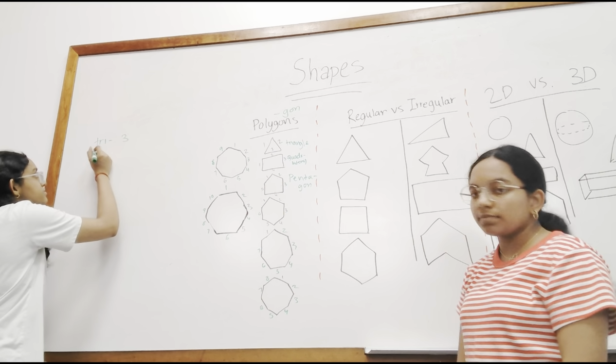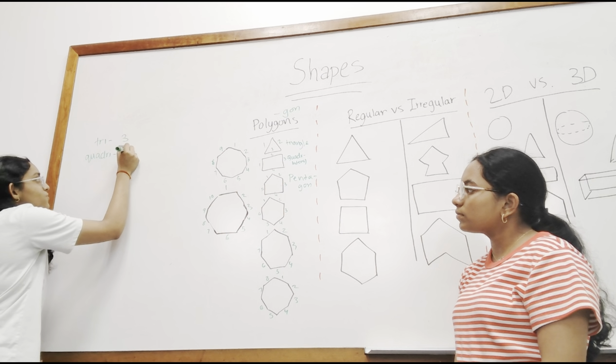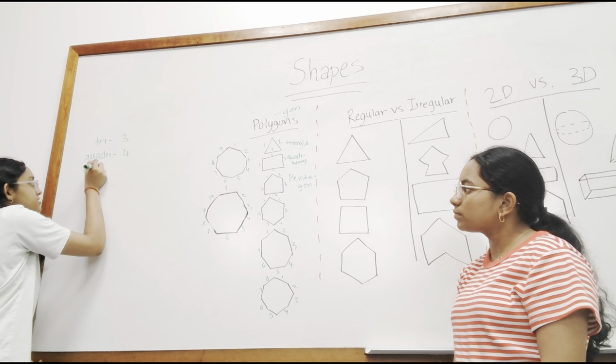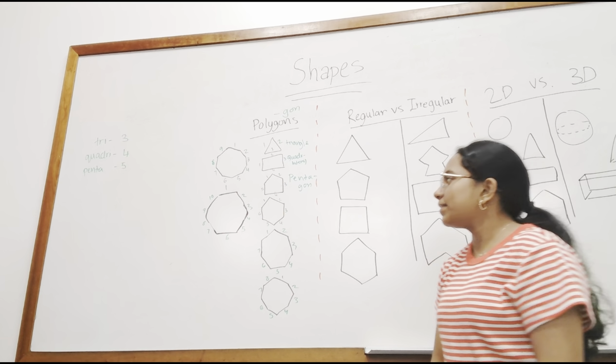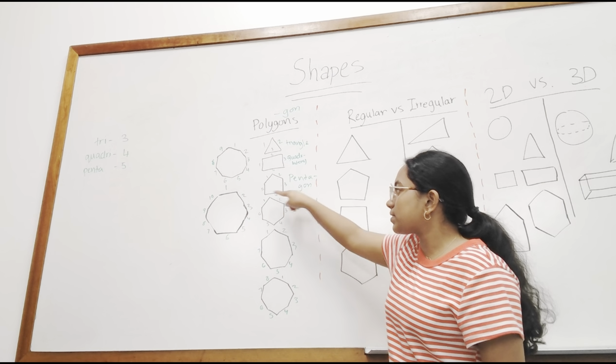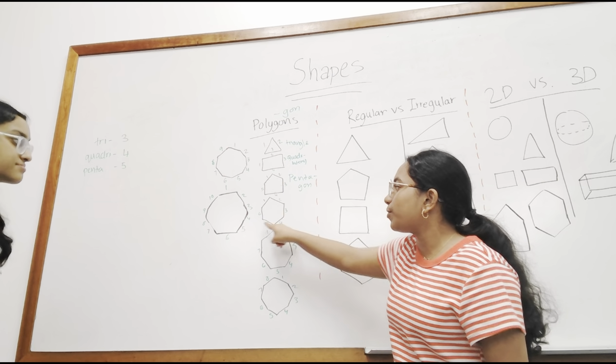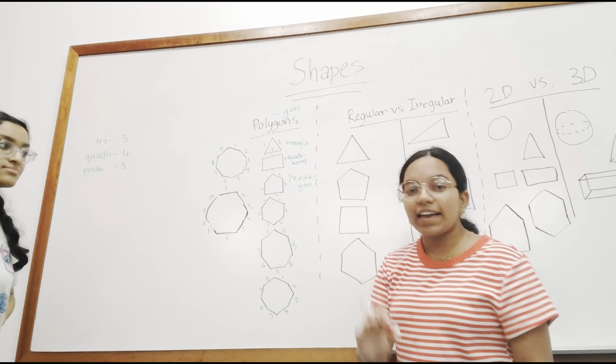Triangular is 3. Quadri is 4. And penta is 5. Now let's keep going down the list. Now, in this shape, we have 6 sides. 1, 2, 3, 4, 5, 6. And 6 is known as hexa.